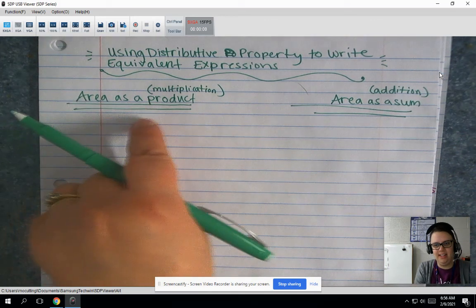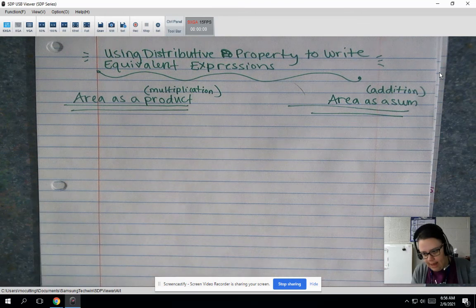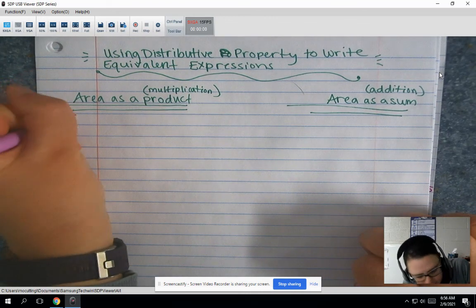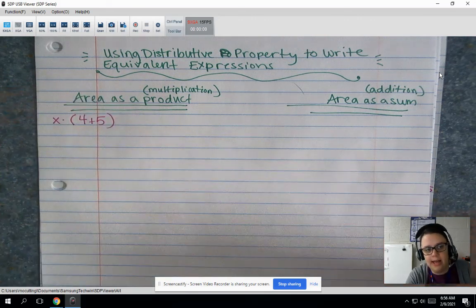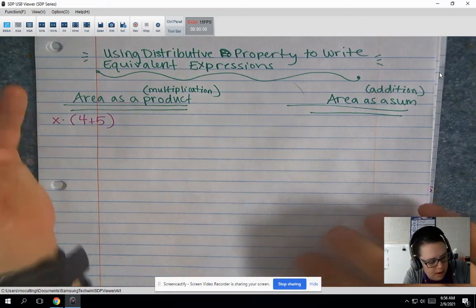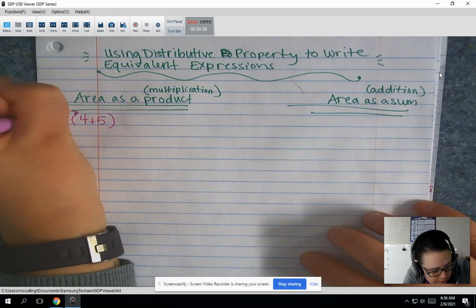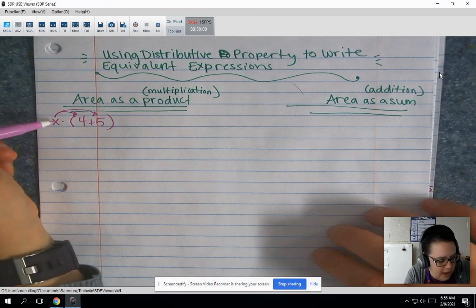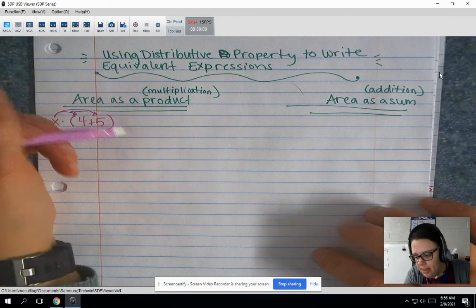Okay. So I have x times parentheses 4 plus 5. That's my area as a product. So I'm going to draw these arrows because the distributive property says I can break it out of parentheses jail if I take that x and that times sign and multiply it by the 4 and by the 5.